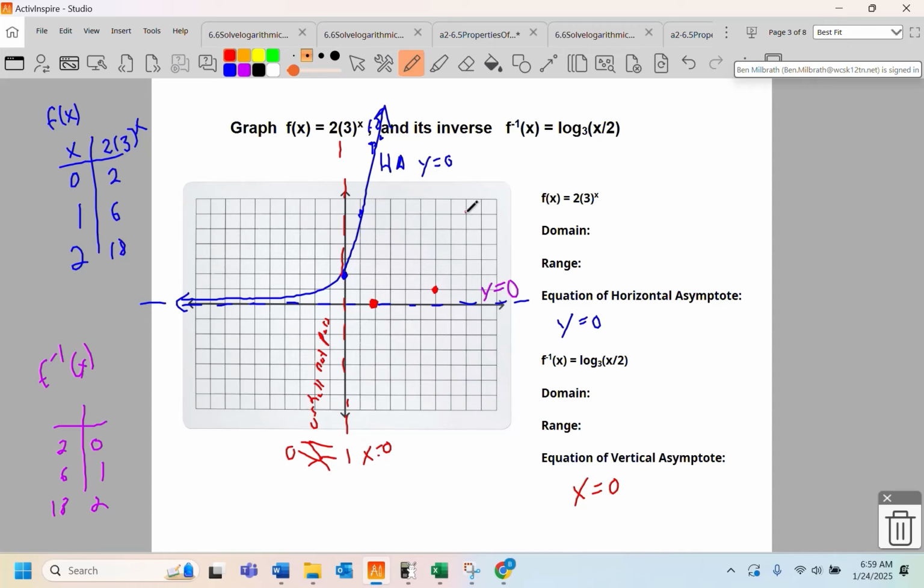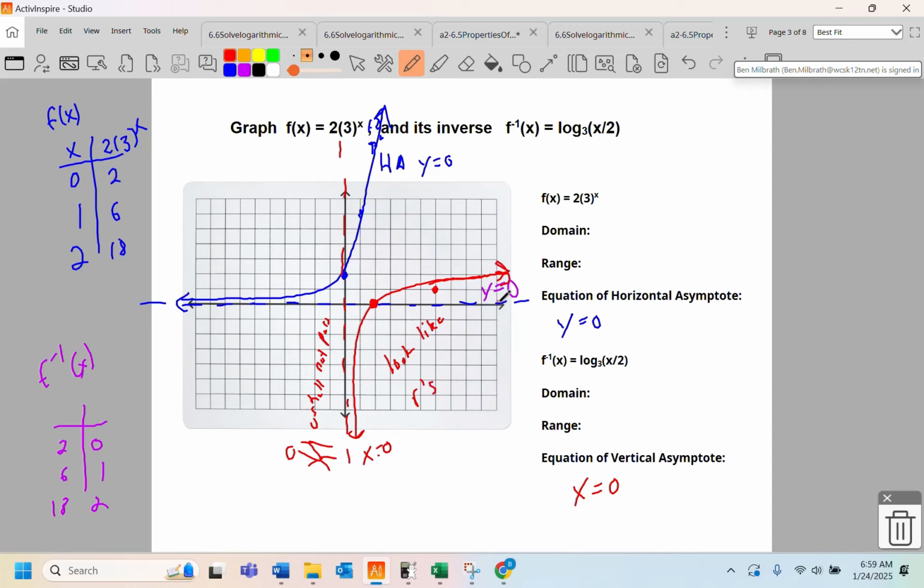Now, logarithms look like R's. That's what logarithms look like. They look like R's. And that's the graph of a logarithm.